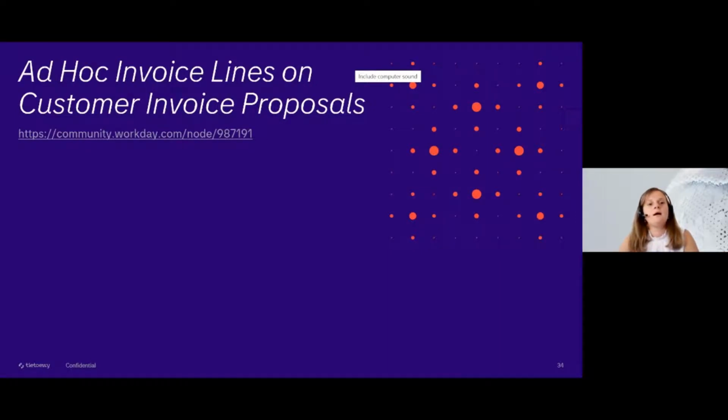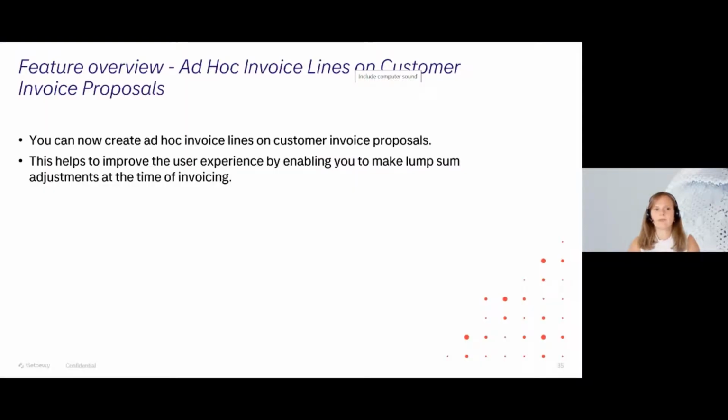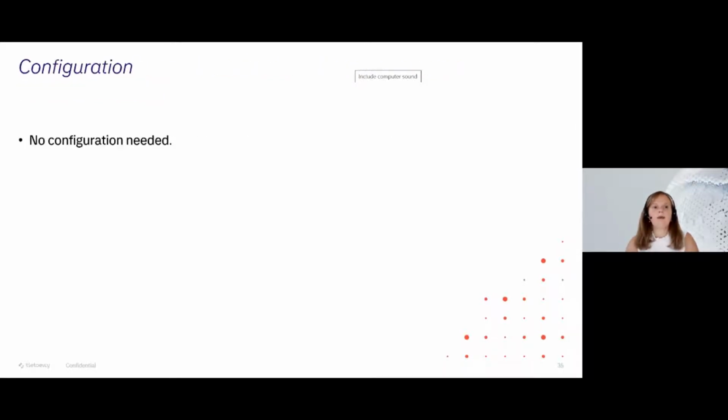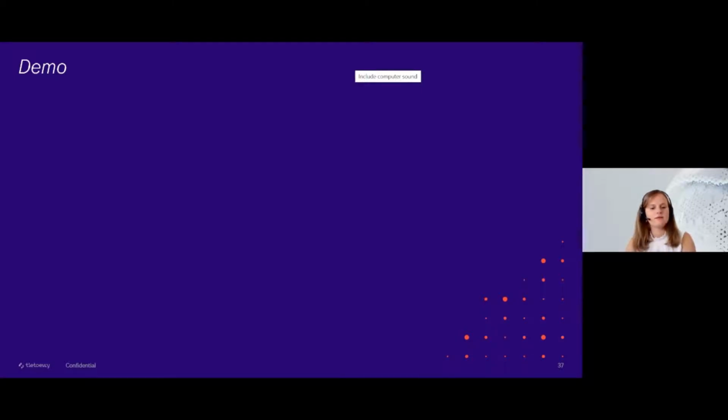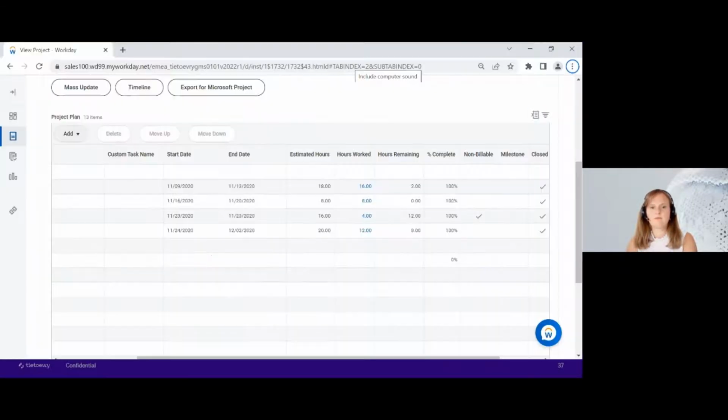And then the last feature, which we'll cover in more detail, is ad hoc invoice lines on customer invoice proposals. You can now create ad hoc invoice lines on customer invoice proposals, and this helps to improve the user experience by enabling you to make lump sum adjustments at the time of invoicing. There is also no configuration needed as this feature is automatically available. And let's check how that looks in real life.